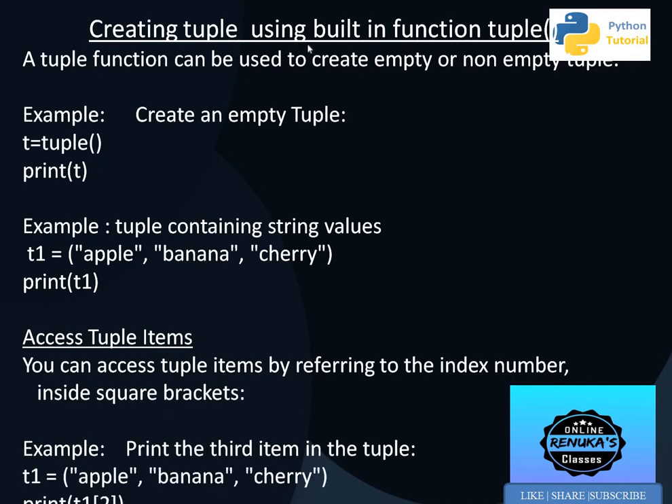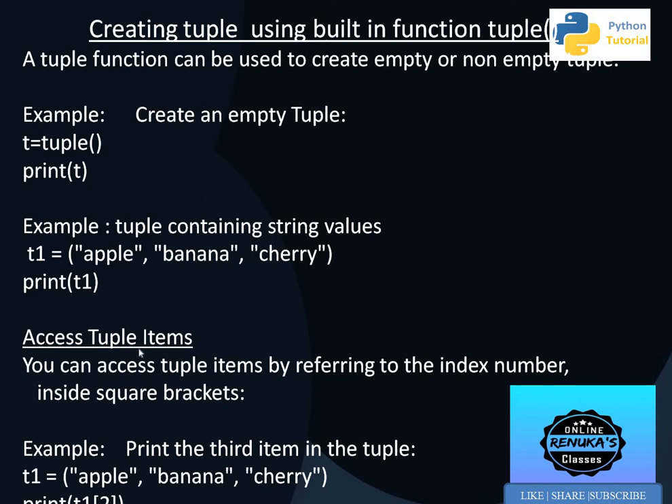Then creating a tuple using the built-in function. If we want to create an empty tuple, then we can write t is equal to tuple, open close brackets, because for tuples there are round brackets and for list there were square brackets. So an empty tuple is open and close round brackets, and then print t, the tuple is empty. And if it contains some string values, t1 contains apple, banana, cherry, then when we print t1, it will show all the three values.